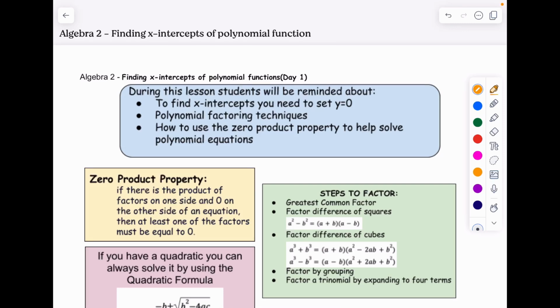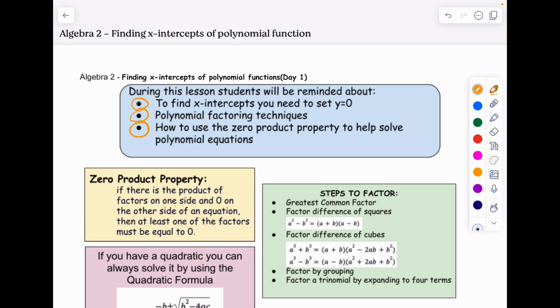Okay, so in this video we're gonna talk more about finding intercepts of polynomial functions. This is kind of review. It's just that we talk about these intercepts as zeros, as roots. We're going to remember that to find an x-intercept, we need to set y equal to 0, which is the same as f of x equal to 0. And then we're going to use some polynomial factoring techniques.